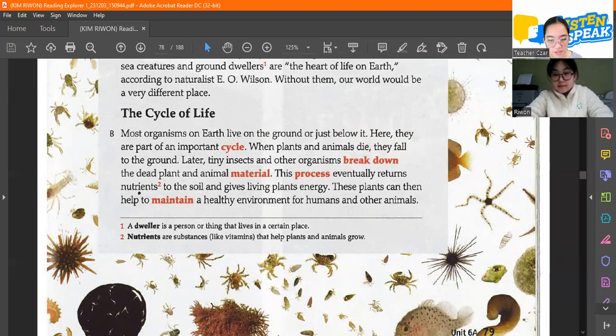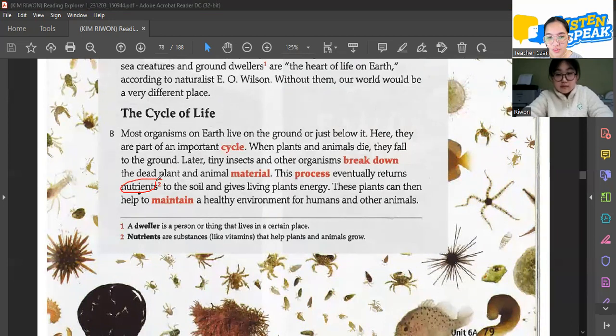Okay, very good. So again, you have the word nutrients here. Nutrients are those substances, like vitamins, that help plants and animals grow. But when it comes to humans, we get nutrients by eating healthy food like vegetables and fruits, something like that.